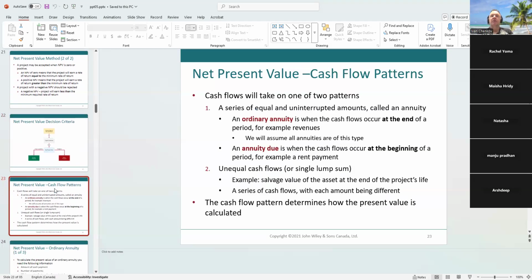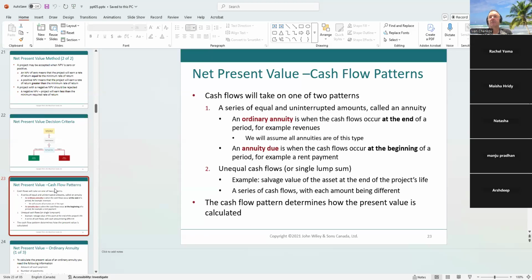So with the net present value, what's the cash flow that we will take? There will be two patterns. One will be the series of equal payments, which is called annuity. We can have an ordinary annuity or annuity due. Ordinary annuity is when the cash flow happens at the end of the period. And the annuity due is when the cash flow happens at the beginning of the period. That would be an example for the rent payment. The other one will be an example of the revenue when we're getting the revenue.